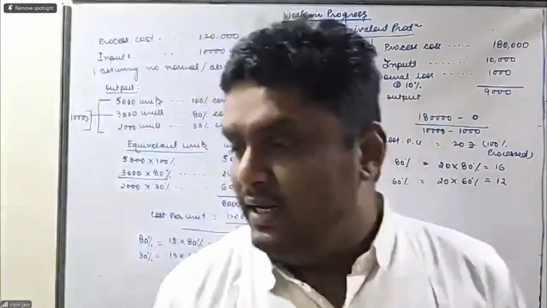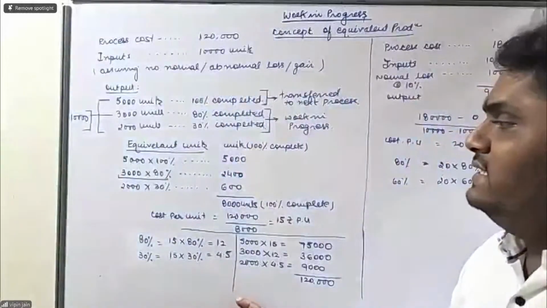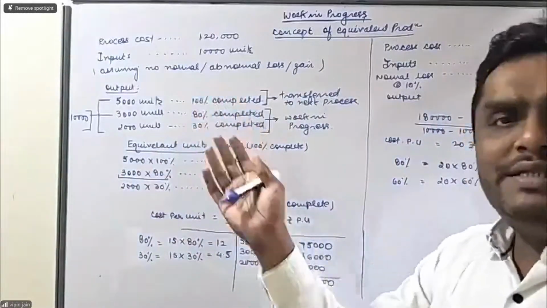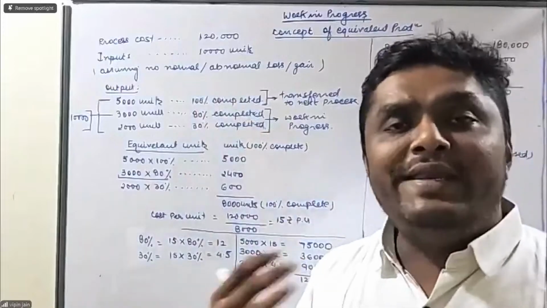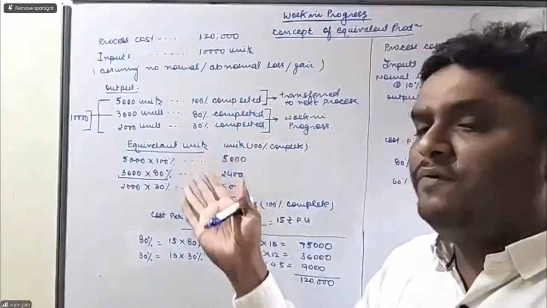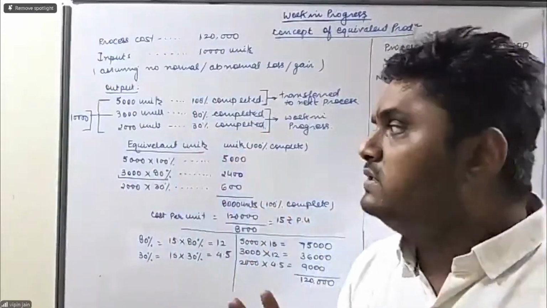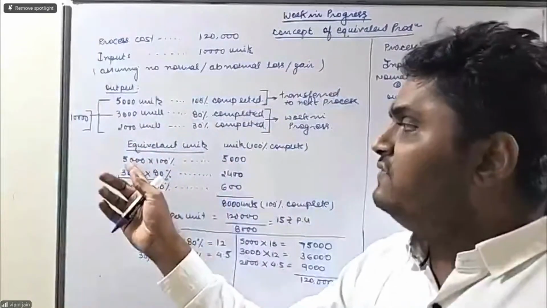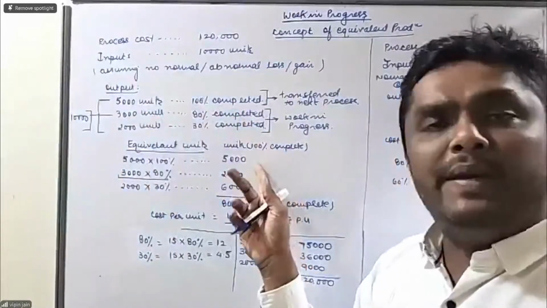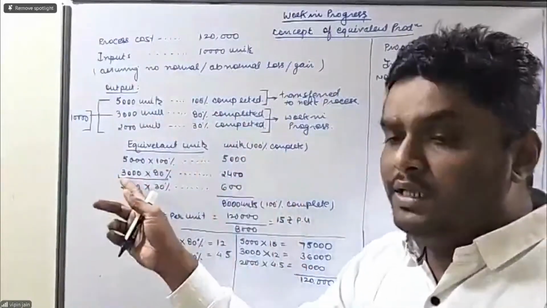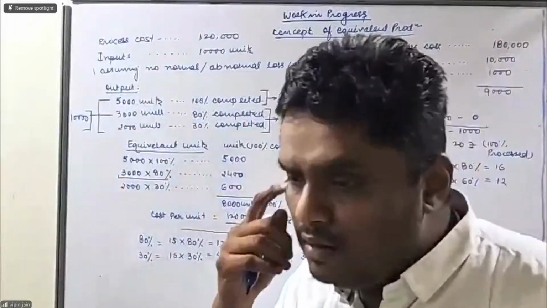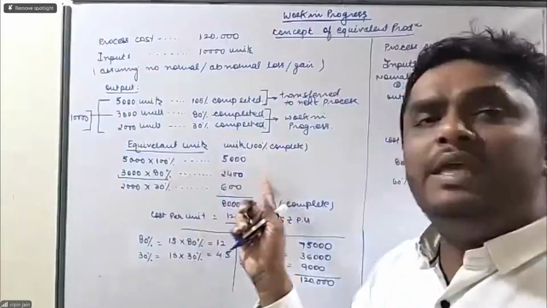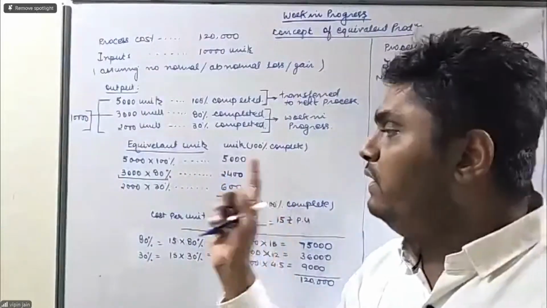So I repeat again, guys, very simple, very easy. When the work in progress is given in the question, the first step is we will calculate the equivalent number of units. Equivalent number of units means 5,000 units are 100% complete. So this will be 5,000. 3,000 units are 80% complete. So equivalent number of units will be 2,400.